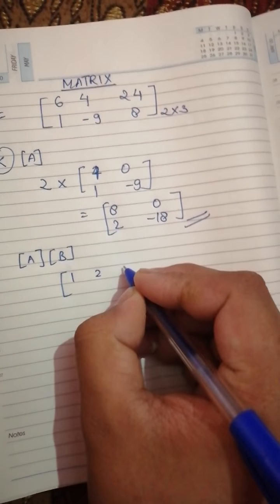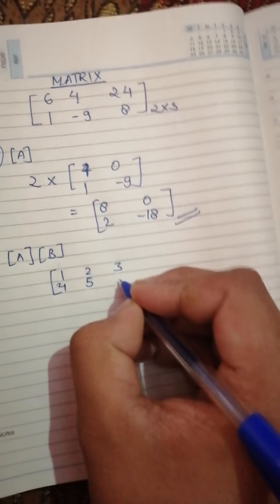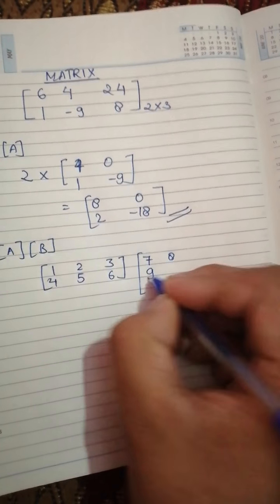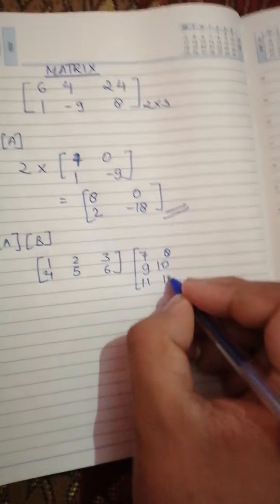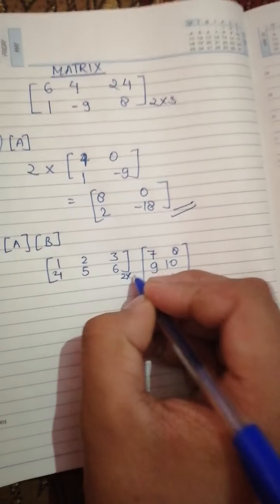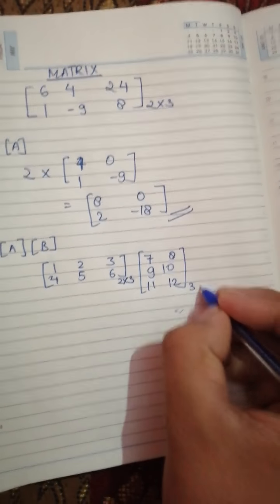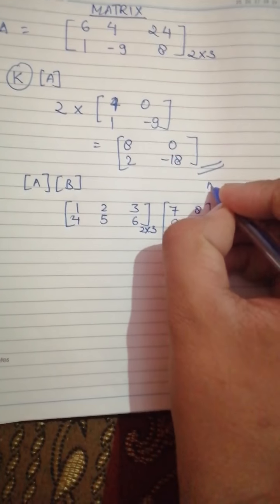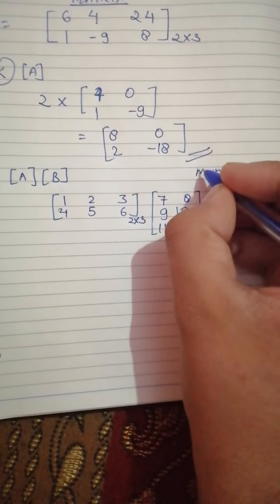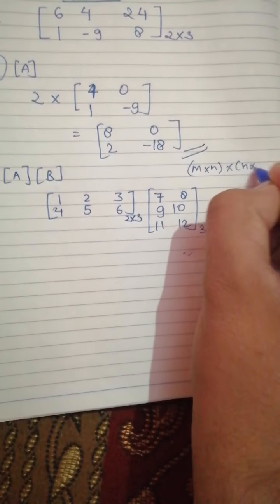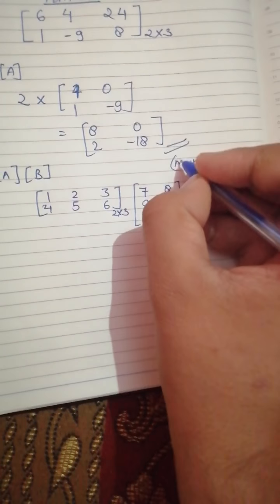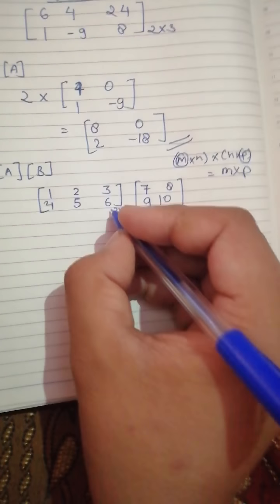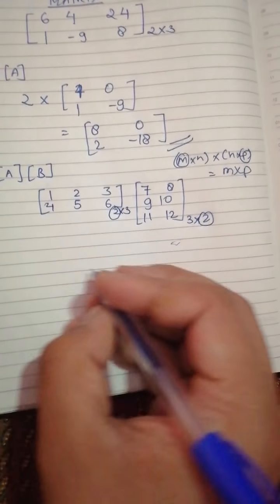Let's take example 1, 2, 3, 4, 5, 6, 7, 8, 9, 10, 11 and 12. This matrix has order 2 cross 3. This matrix has order 3 cross 2. As we already know that when a matrix of order m cross n is multiplied with matrix of order n cross p, the resultant matrix is of the order m cross p. So here the order of the resultant matrix will be 2 cross 2.